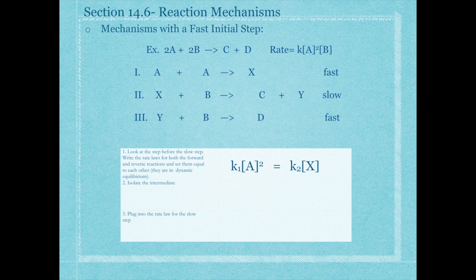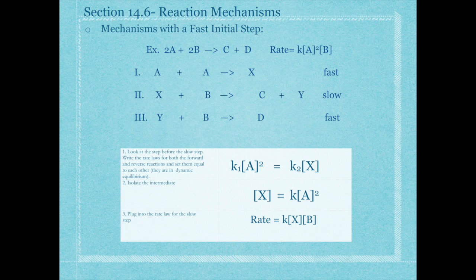Now I can isolate my intermediate, and the way I can do that is simply dividing both sides by k2. So what you would have would be k1 divided by k2 times the concentration of A squared. Well, here's a cool thing. Since I don't actually know my rate constant yet, I can simply say k1 divided by k2 is just k. And so what I get is that the concentration of X equals k times the concentration of A squared. Now I can take that value and plug it in for X. And so as I had said before, the rate for this second step, for the slow step, would be rate equals my k times my concentration of X times my concentration of B.